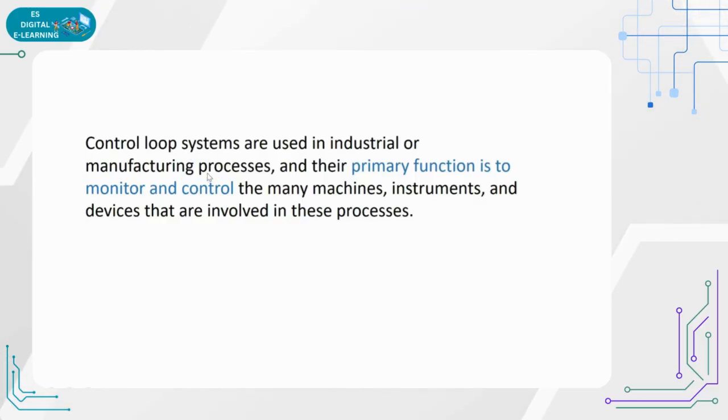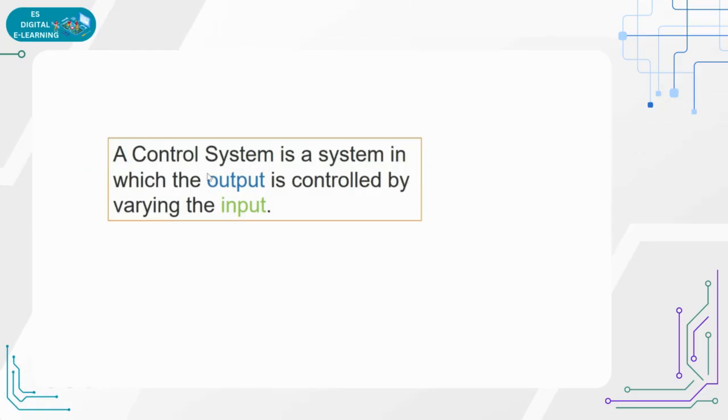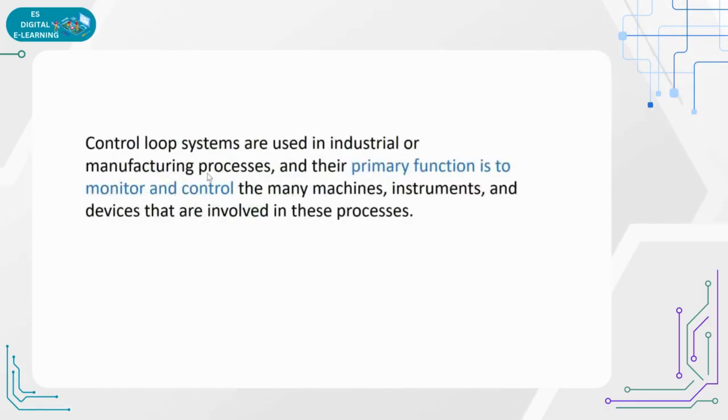You can write down the heading: control system. Control system is a system in which output is controlled by varying the input. Next, control systems are used in industries. You can write that down.